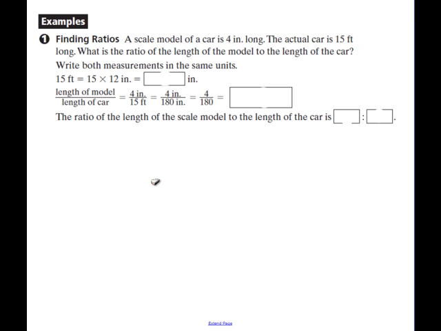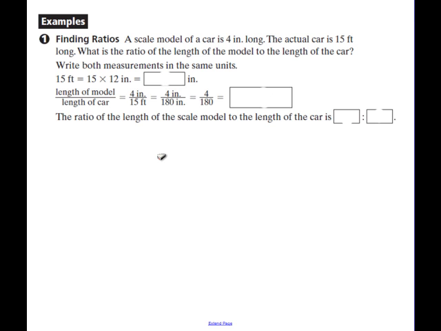Now, this example says that we have a scale model of a car, and it's 4 inches long. So this is maybe a little bigger than the little Hot Wheels cars that you get as a kid. It says the actual car is 15 feet. So what is the ratio of the length of the model to the length of the car? It says write both measurements in the same unit. So they're going to have us convert in this case, because they want the ratio. As soon as we say we want the ratio between the two things, then we need to put them into the same units.